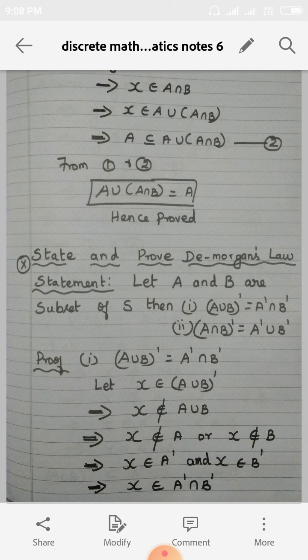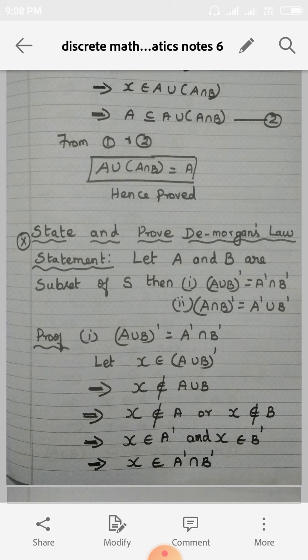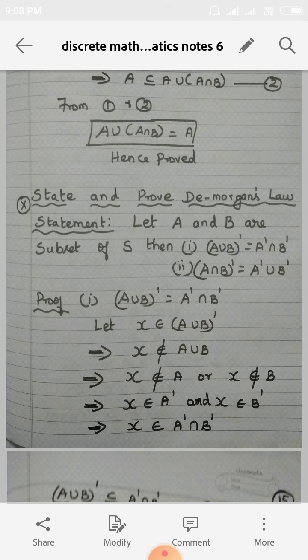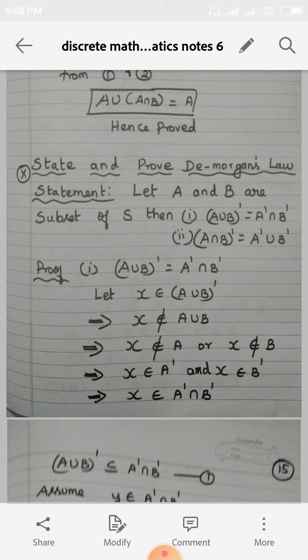Next one, state and prove De Morgan's law. This is also an important question. Let A and B be subsets of S. First one, (A union B) dash is equal to A dash intersection B dash. Second one, (A intersection B) dash is equal to A dash union B dash.